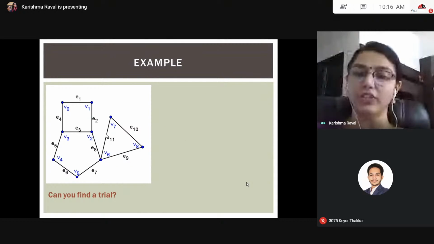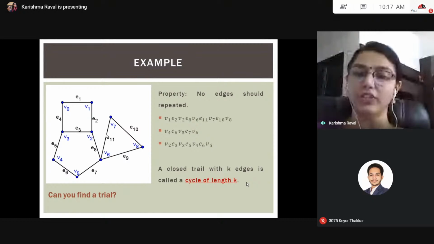Our next question is, can we find a trail out of it? First, we have to keep in mind the property of a trail: no edge should be repeated. I have again taken a few examples: V1, e2, V2, e8, V6, e11, V7, e10, V8. The next is V4, V6, V5, V7, V6. Last is V2, e3, V3, e5, V4, e6, V5. There can be many trails out of it. A closed trail with k edges is called a cycle of length k.